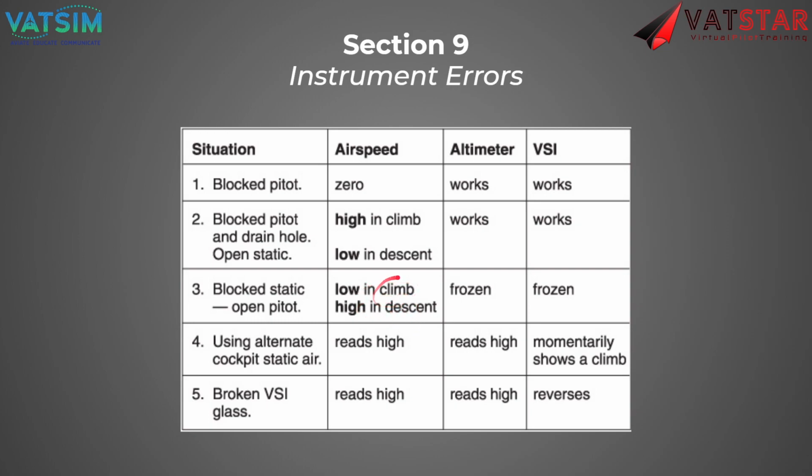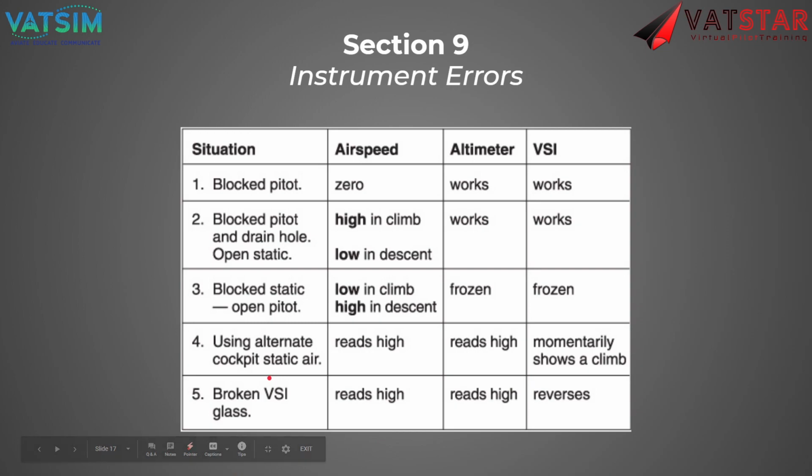You'll indicate low in a climb and high in a descent. So that's kind of what you would want. You would want it to go low in a climb and high in a descent. This is better for stall avoidance. The altimeter will actually freeze, and the VSI will freeze. Let's say you're using alternate cockpit static air. Now, the air inside the cockpit is actually warmer and typically of a lower pressure. So because of that, your airspeed is going to read high, your altimeter is going to read high, and your vertical speed indicator is actually going to show a climb.